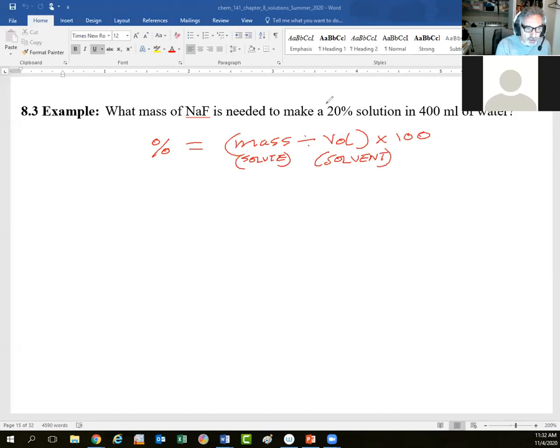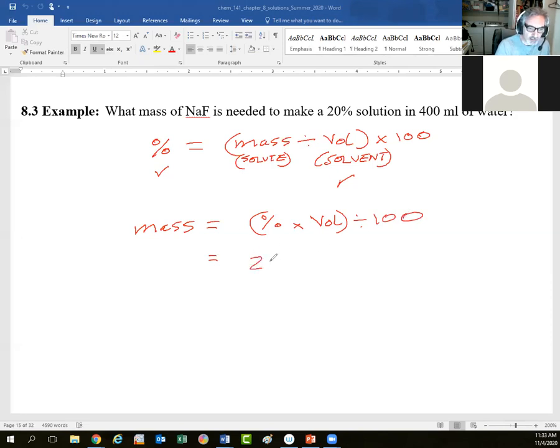Now we've got the percentage, we know that. We've got the volume. What we're really looking to work out is actually the mass of solute. So rearranging our equation, the mass of solute is going to be the percentage concentration multiplied by the volume divided by 100.